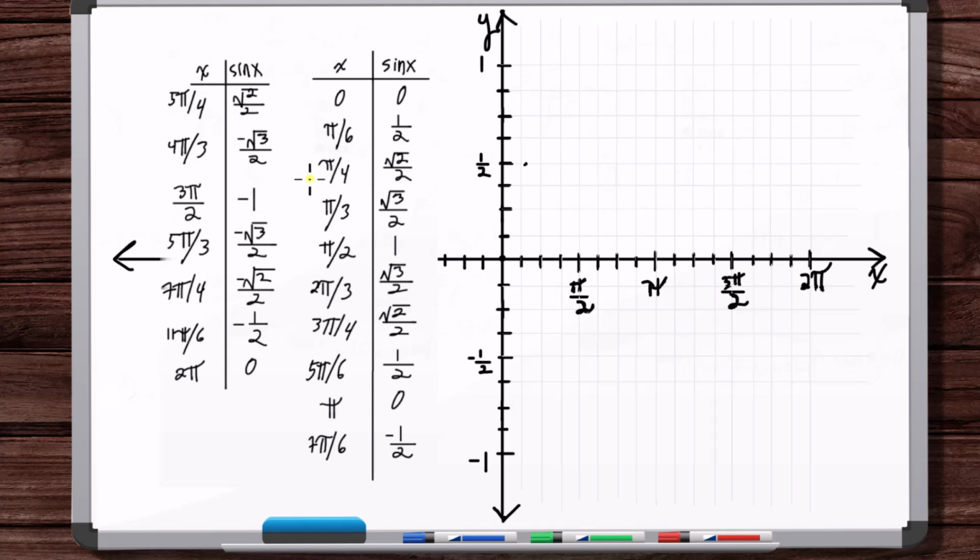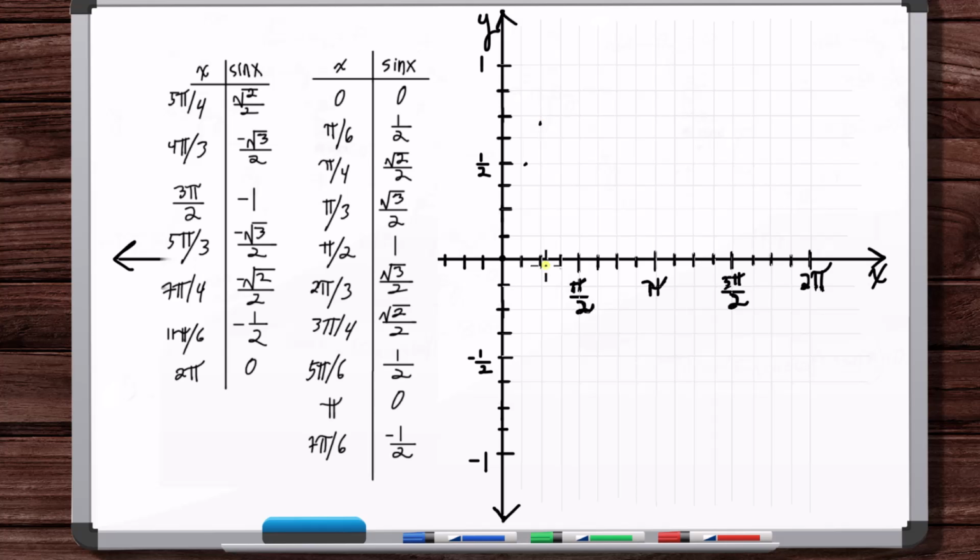Okay, pi over 4, root 2 over 2. So here's pi over 4. Root 2 over 2 is about 0.71. Okay, that's 1/2. This is 0.75. Each of these tick marks is 0.125. So this is 0.625. This is 0.75. So maybe about right there.